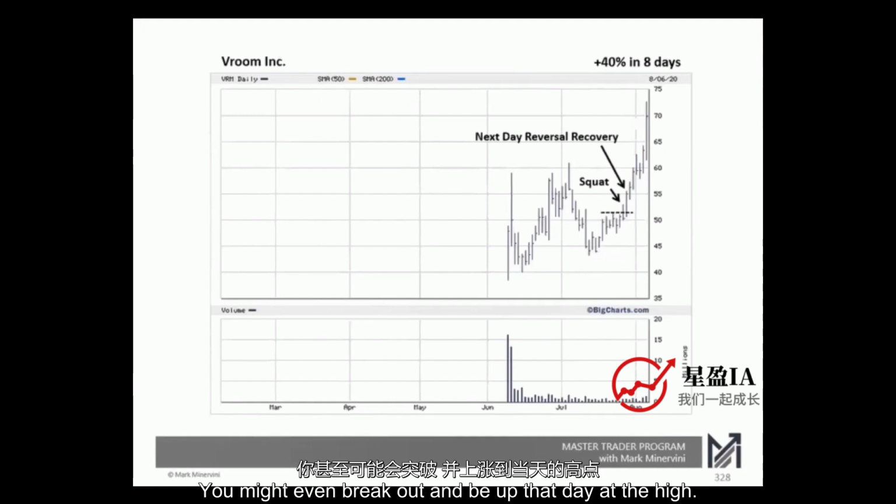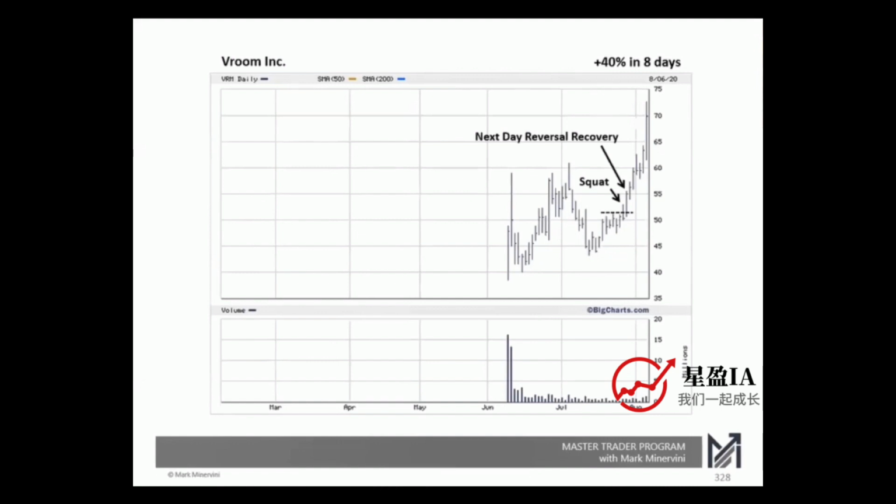You might even break out and be up that day at the high, and then the next day you come back in. That's not technically a squat. What we're talking about is day one breaks out and then closes down in the range. So there's a lot of ways it can manifest itself. But I would say what Dave is saying is absolutely correct.